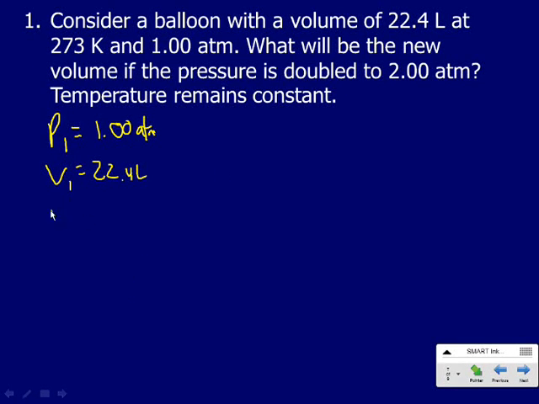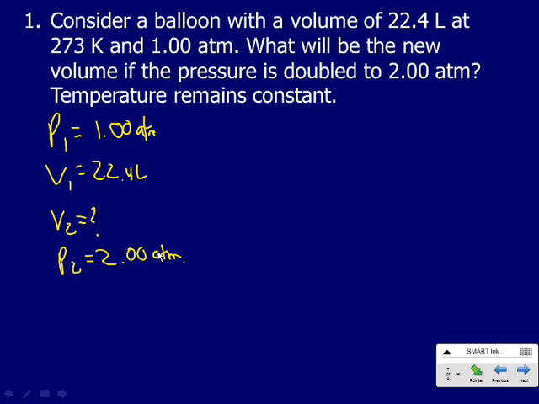I want to know what the new volume is. V2, question mark. And the second pressure, P2, is 2 atmospheres. Now we should be able to think this through actually quite logically. I'm doubling the pressure. I'm making the pressure 2 times as big. If the relationship is simply an inverse, what's the new volume have to be?